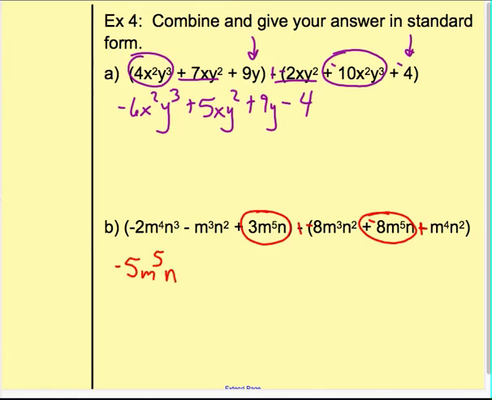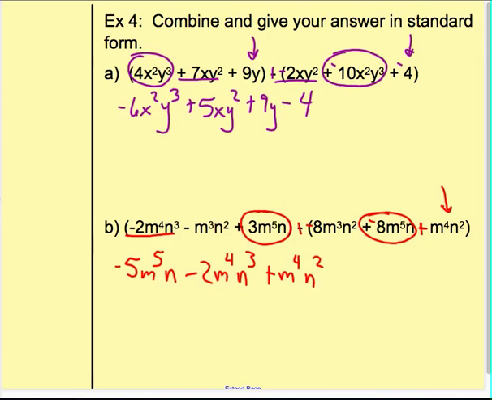Looking for the next highest power, I have m to the 4th n cubed. And notice this one over here, it's an m to the 4th, but it's n squared. So those are not like terms. So now I'm going to look at that second variable to decide which term goes first. So the n cubed will come before the n squared. So we have negative 2m to the 4th n cubed plus m to the 4th n squared. Not like terms because that second variable does not have the same power.